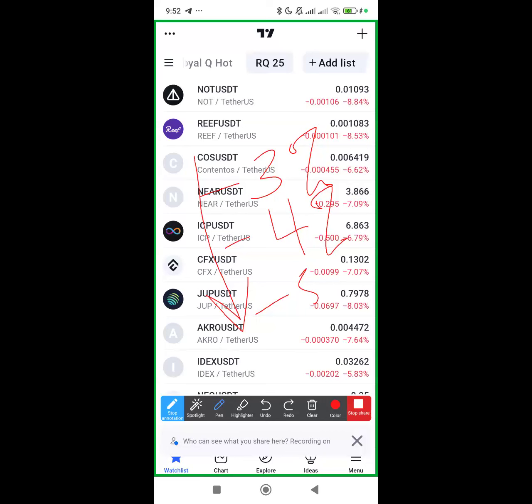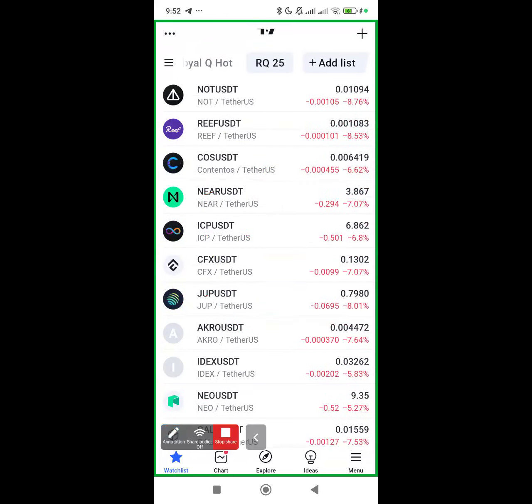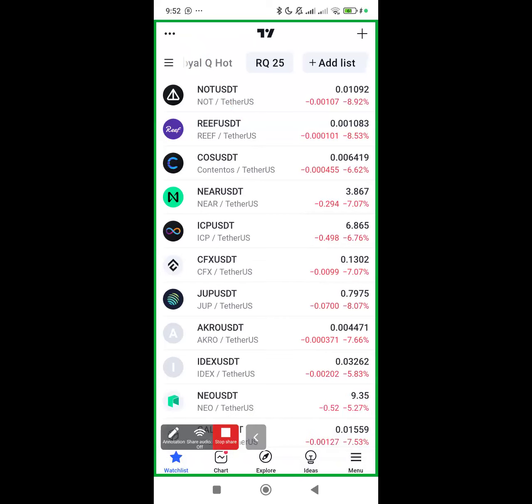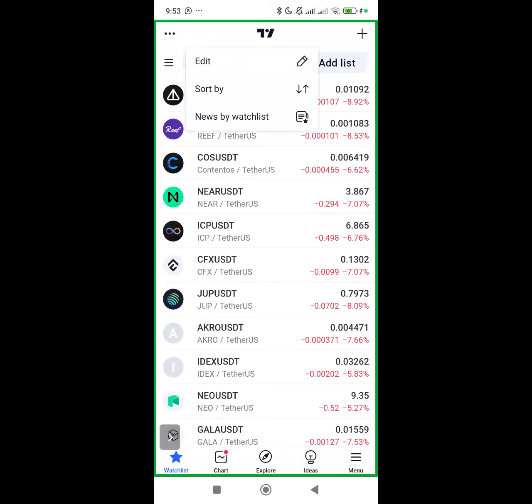But the easiest way to do this, because there are 25, instead of you scrolling through to be checking, you can just sort the list so that it will bring the ones that are down in price to the top and take the ones that are high in price to the bottom, so that you can easily and quickly search and look for them. How do we sort? Tap on the 3 dots at the top left of my screen. You tap on the 3 dots. When you tap on the 3 dots, a small page opens, and then you tap on sort by. You tap on sort by.